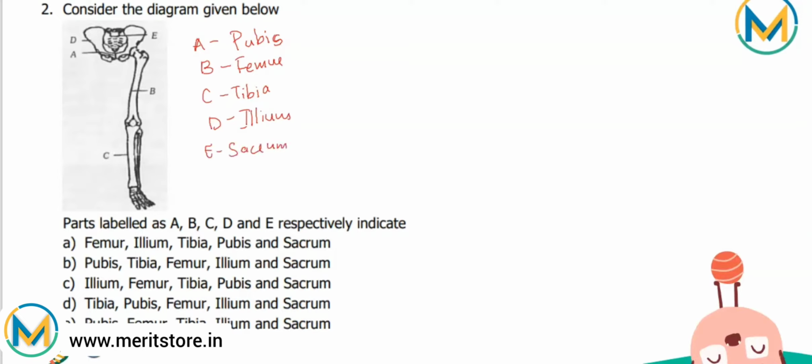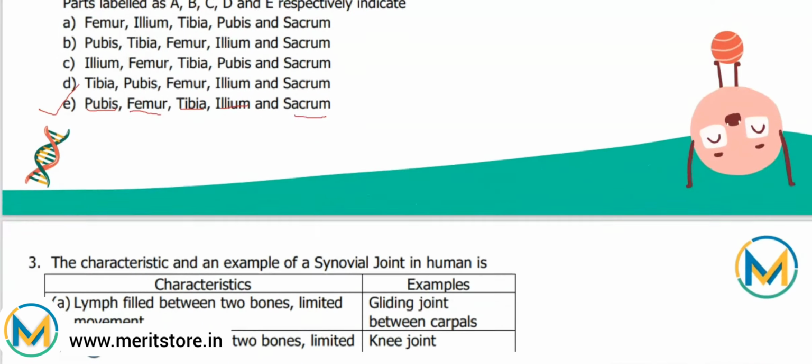Now we are supposed to find the correct option, which has A equals pubis, that's B and E. Then B equals femur, so it's related to E only. So option E is the correct one, that is pubis, femur, tibia, ilium and sacrum. So the correct answer among the given options is option E. Moving towards the next question.